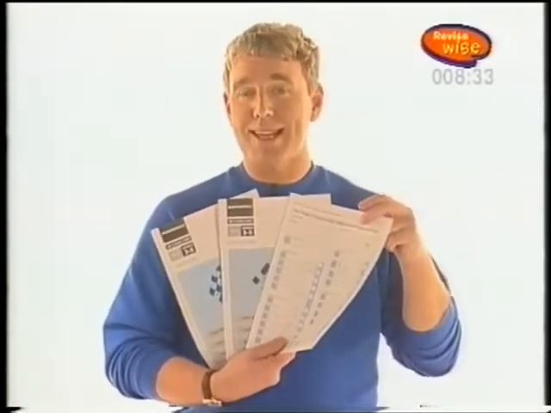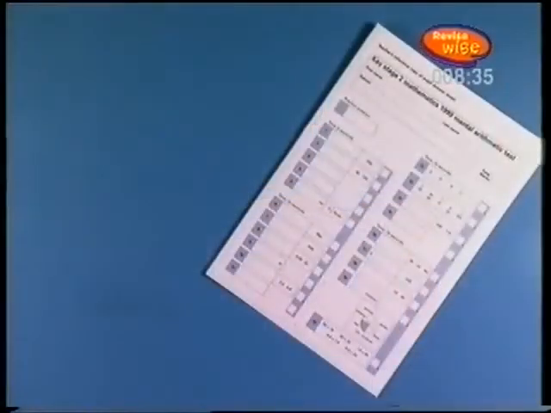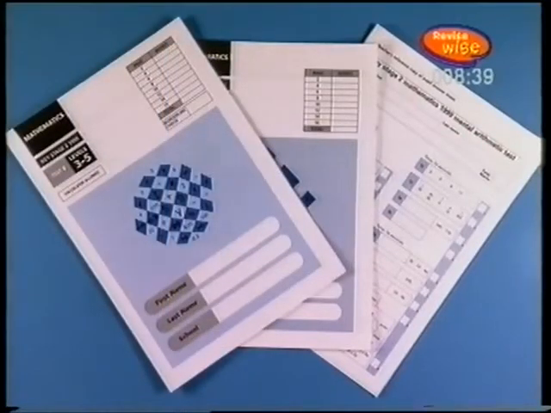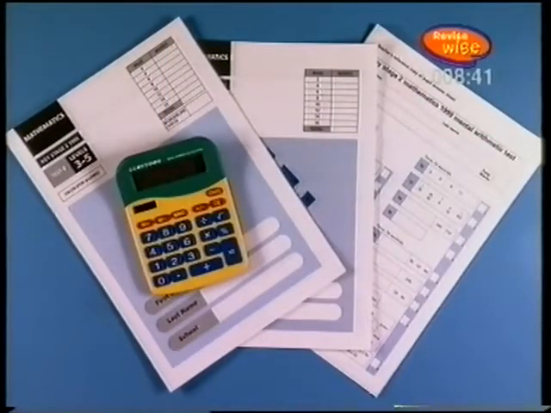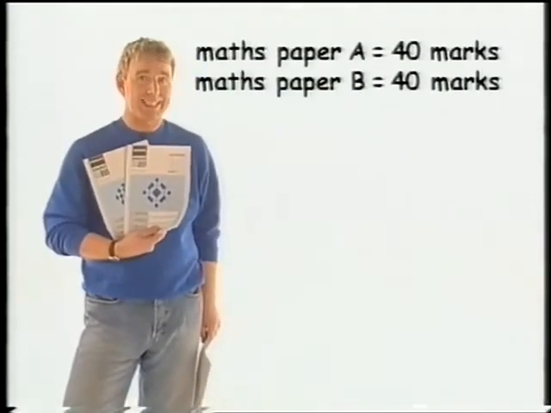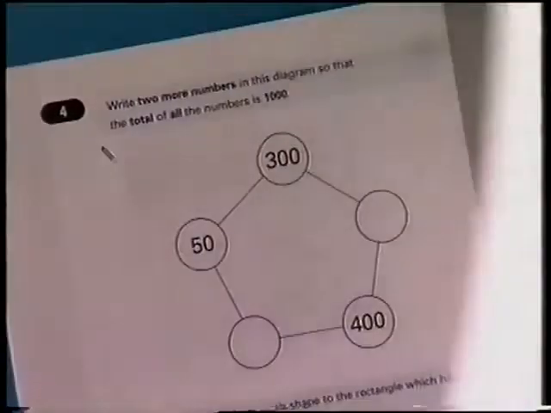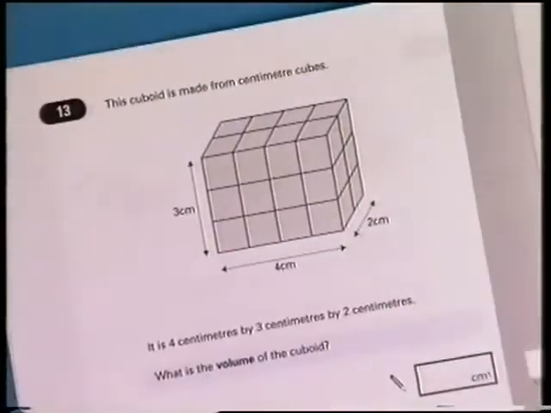Altogether, there are 3 maths papers. There's a short mental maths test and 2 written papers called Paper A and Paper B. In Paper B, you can use a calculator. In Paper A, you can't. And the 2 written papers are worth about 40 marks each. There are about 20 questions in each paper, and they cover all the maths that you've been taught at school.